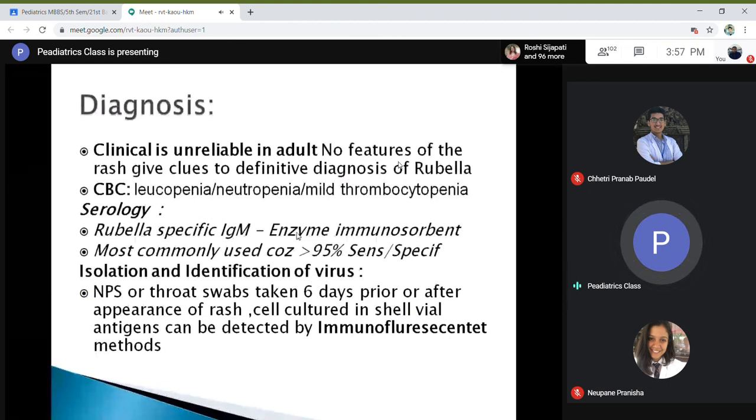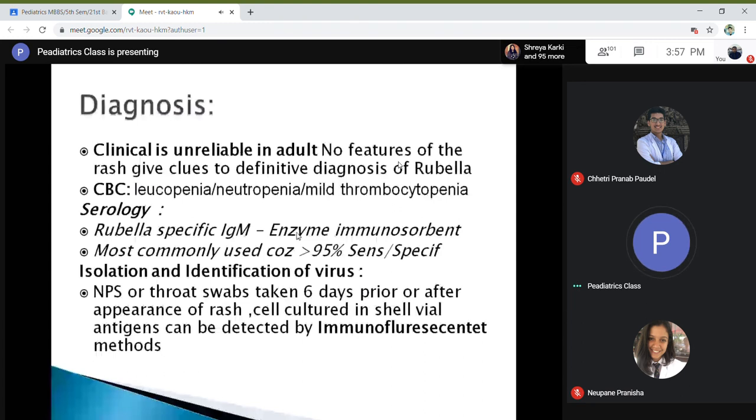Some other isolation and identification of the virus does exist, but clinically it is not usually done. Nasopharyngeal secretion or a throat swab can be taken within 6 days before or after the appearance of the rash. Cell culture in a shell vial can be done, and antigens can be detected by immunofluorescence methods. But basically it is clinical, and then serological.